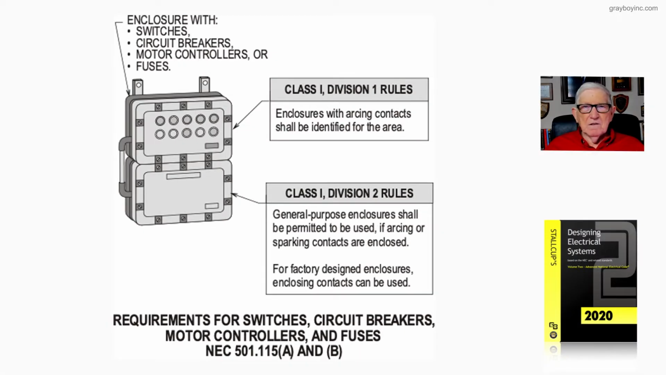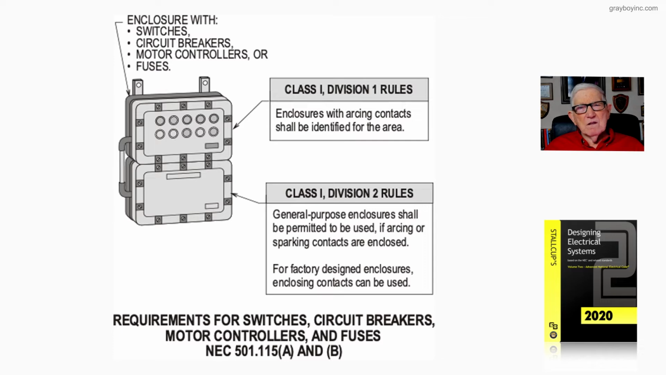Now let's take a look at this figure 21-24. It kind of deals with the requirements where you have switches, circuit breakers, motor controllers, and fuses, and things that could create an arc or spark under certain conditions. Of course, these types of requirements are listed in 501.115(A) and (B) in the NEC.